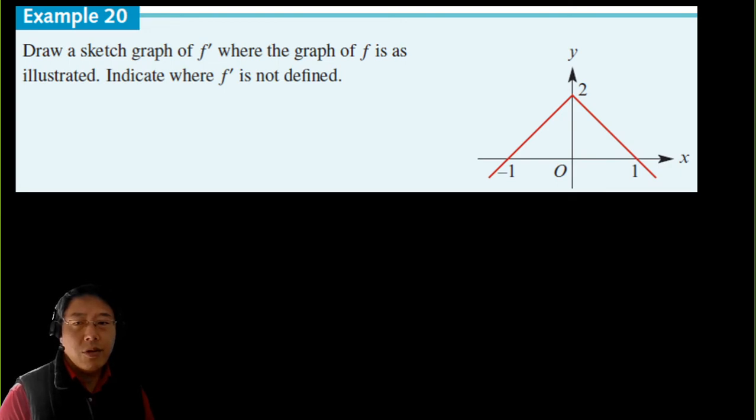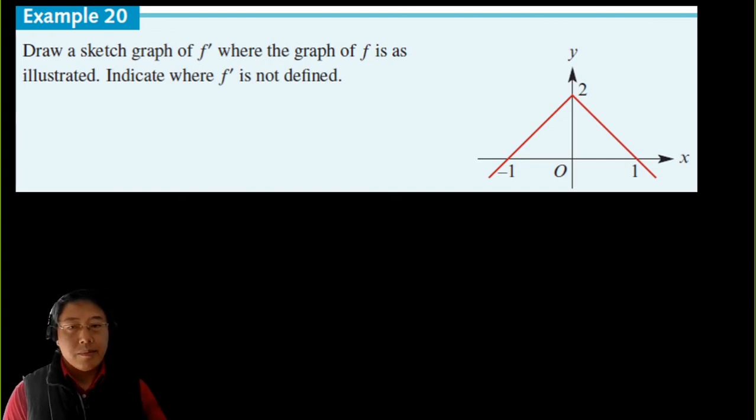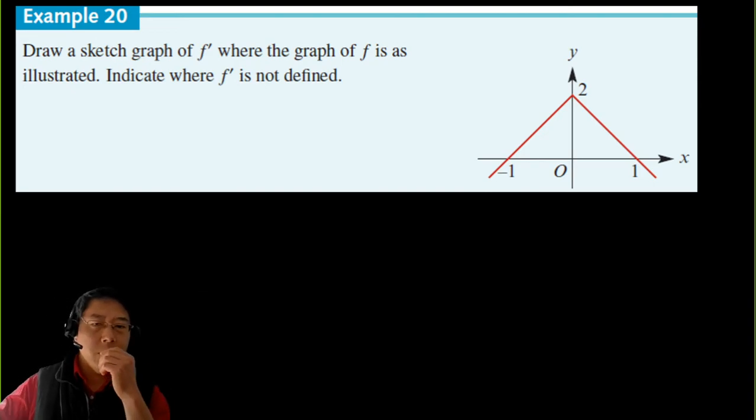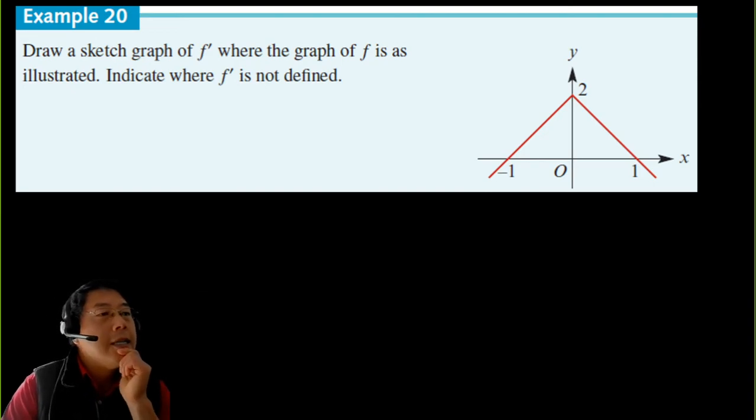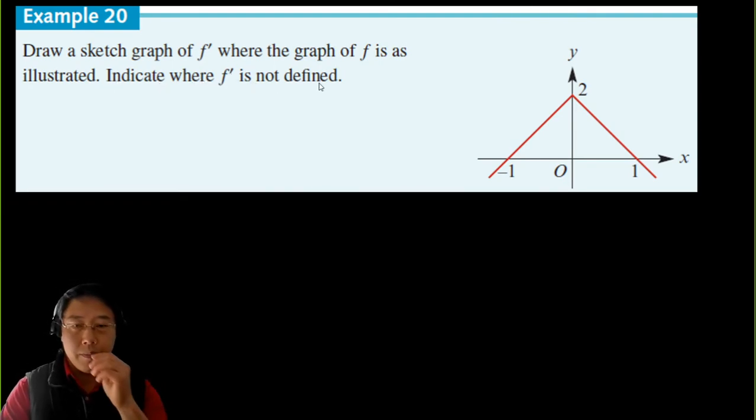Yes, Louis, 0 can't be the answer for the current question. The current question is about graphing. Or was I a little bit late? Alright, can I move on? Now, before I move on, can you tell me where it's the last statement? So indicate where f prime is not defined.